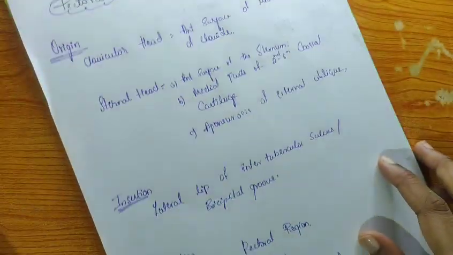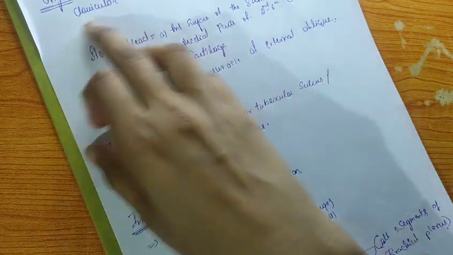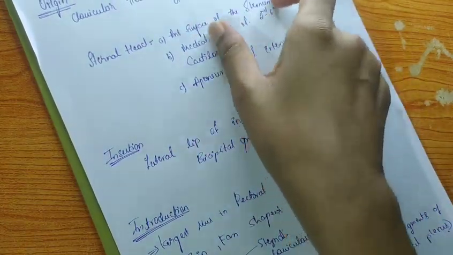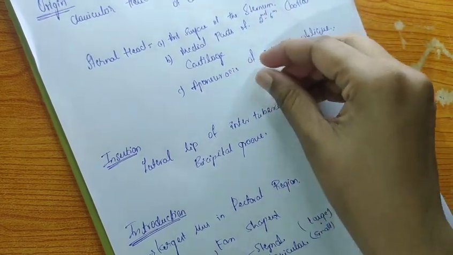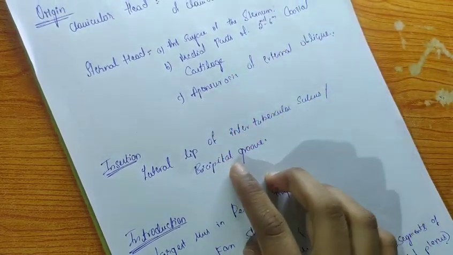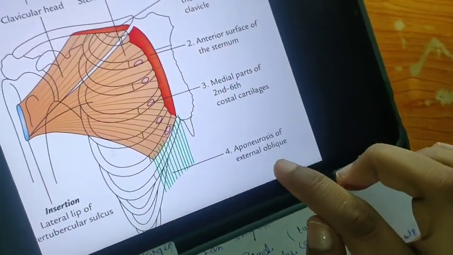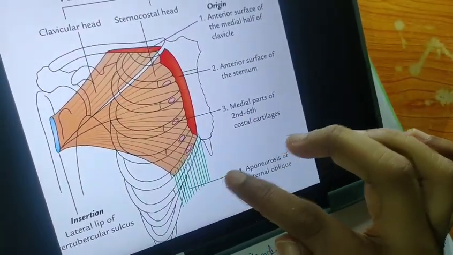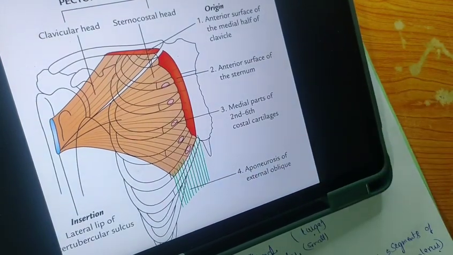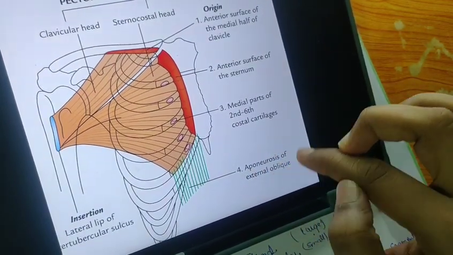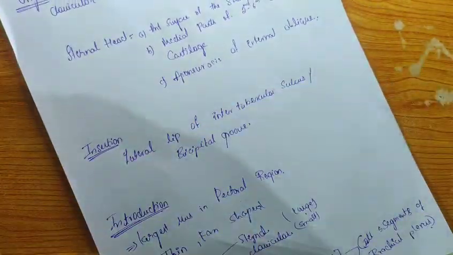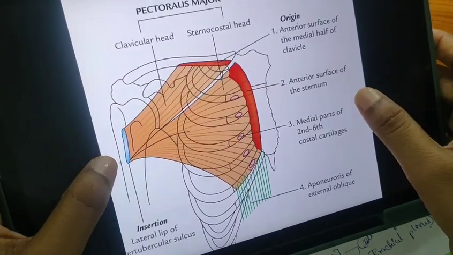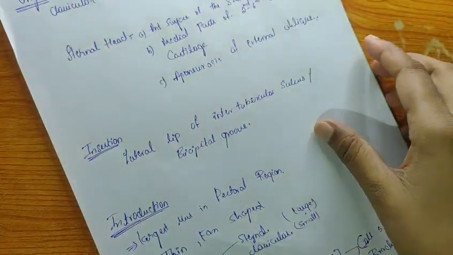Origin and insertion we have discussed. Clavicular head: anterior surface of the medial half of the clavicle. Sternal head: anterior surface of the sternum, medial parts of the second to sixth costal cartilage, and the aponeurosis of, here you can see, the external oblique. External oblique is a superficial muscle of the abdomen. It takes origin from the aponeurosis of the external oblique muscle. And insertion, as already discussed, is the lateral lip of the intertubercular sulcus.